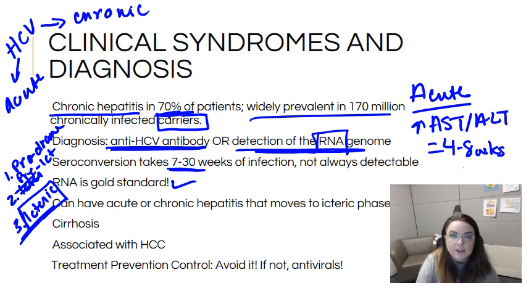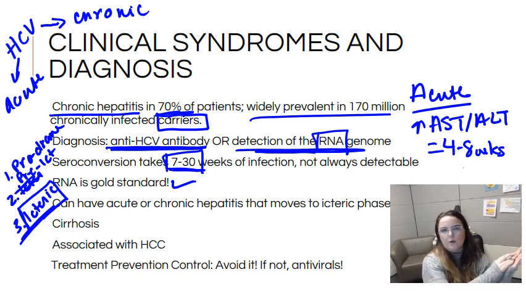Seroconversion or detection of the antibody takes a long time, 7 to 31 weeks after infection. And so it's not always detectable in viremic people, particularly if the patient is immunocompromised. So if you have an HIV positive patient with a really low CD4 count, they might not be able to make antibody because they might not have enough CD4 help to basically inspire the plasma cells to differentiate and make antibody.